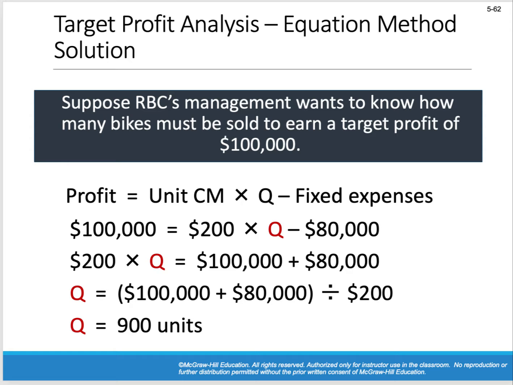Let's suppose that RBC wants to know how many bikes must be sold to earn a target profit of $100,000, okay? So what that means is at the end of the day, we want to make sure our sales are enough not only to cover our variable and fixed expenses, but also provide a net operating income or a target profit of $100,000, okay? Here's the equation method. Remember, we're looking for Q. We don't know what our Q is. That's our unknown. So we set the profit equal to 100,000 equals the unit CM times the quantity minus our fixed expenses. We run the numbers and we see that our quantity is 900 units. Now, very important, since we're looking for a target profit in units, what am I using? I'm using the unit contribution margin, okay?